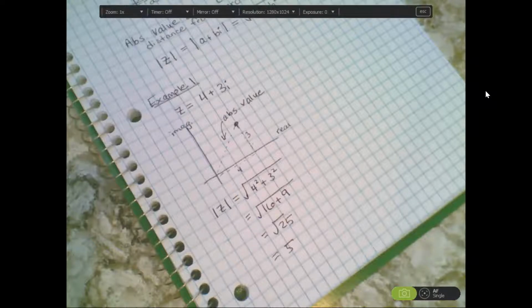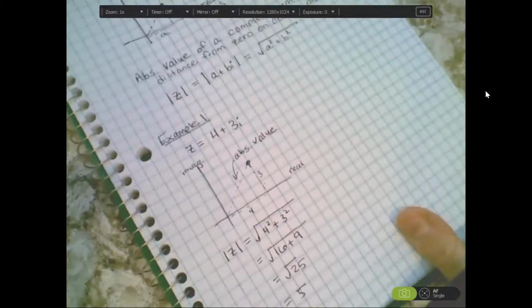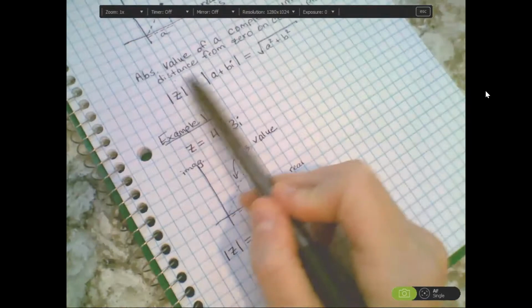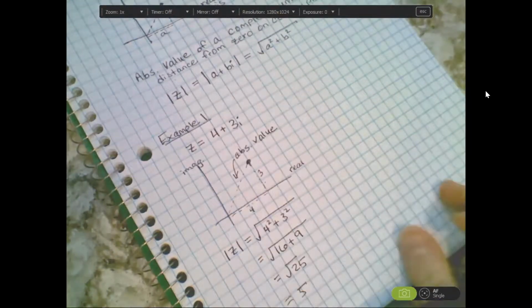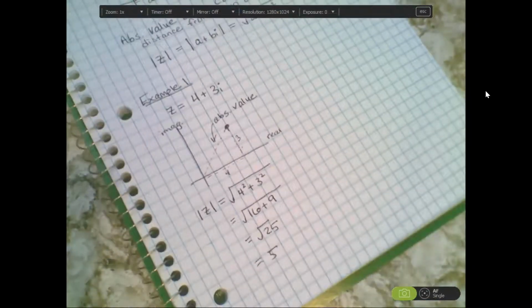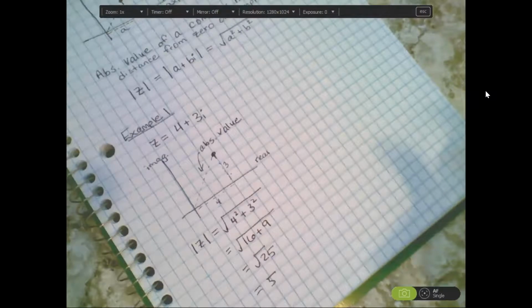And again, it's a distance. Up here in the definition, we said absolute value is the distance from 0. So we don't have to worry about a negative or anything like that. If we're treating it as a distance, it's always going to be positive. All right, so let's do another one.